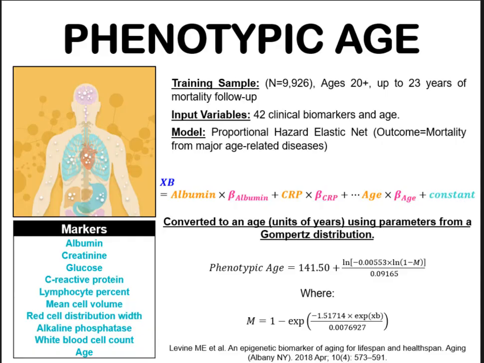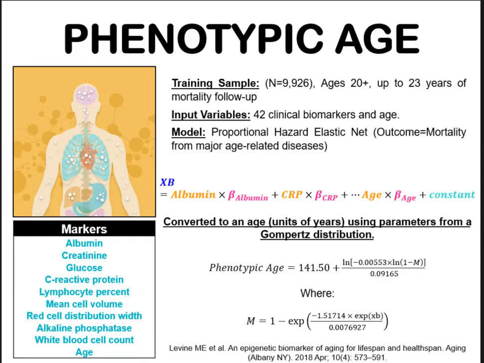And so what we can do is use what are called supervised machine learning approaches, so we can train a predictor of our outcome, which in this case is mortality from major age-related diseases, things like diabetes, cancer, cardiovascular disease, Alzheimer's disease, and lung disease. We start with 42 of the clinical biomarkers in that data set, and we basically train a predictor of mortality.